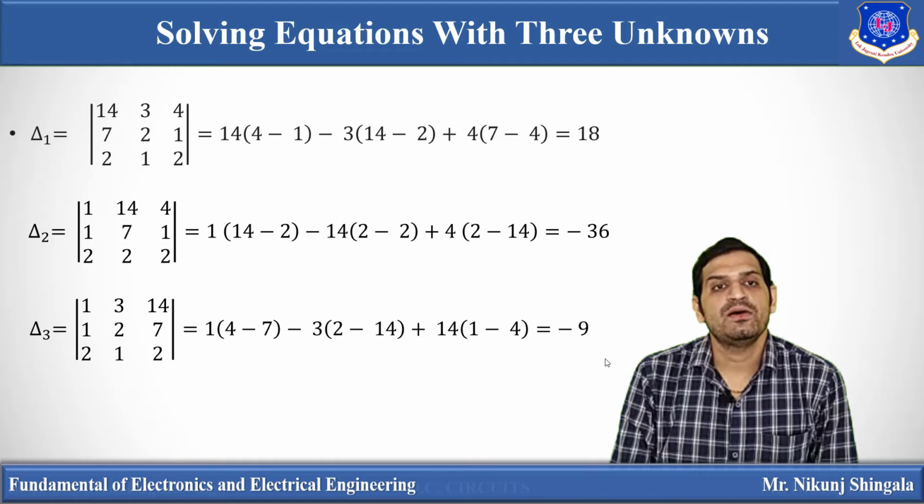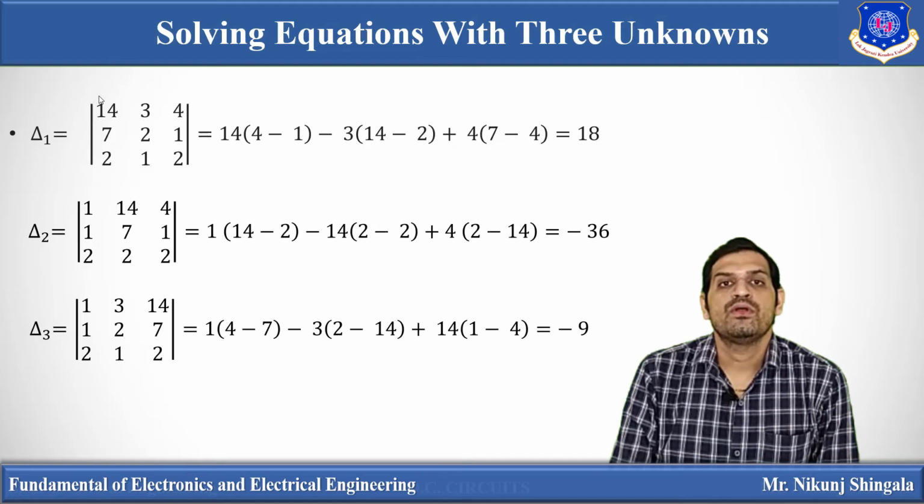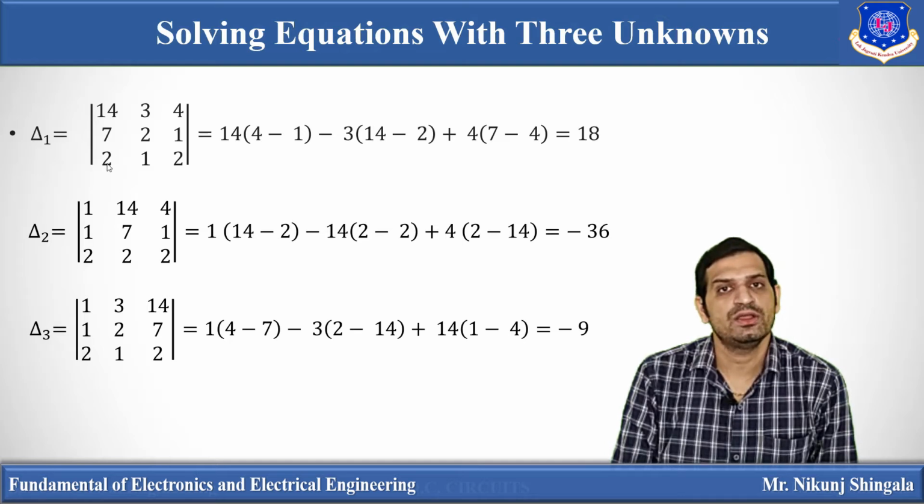Now delta 1, that is a sub-determinant. Delta 1 is related to I1. So the coefficient of I1 is replaced by the constant values. The constants are 14, 7, 2 in all these three equations. So all the coefficients of I1 are replaced by 14, 7, 2, and the remaining two columns are as they are. If we solve this, we will get 18.